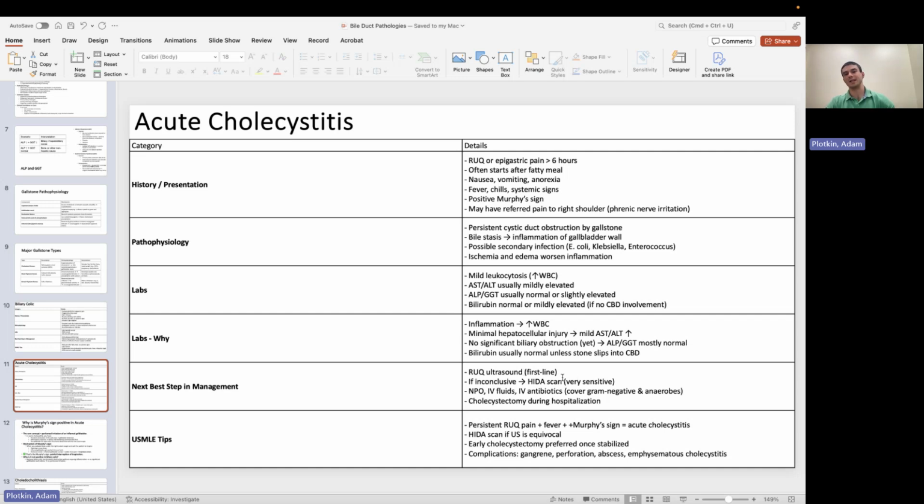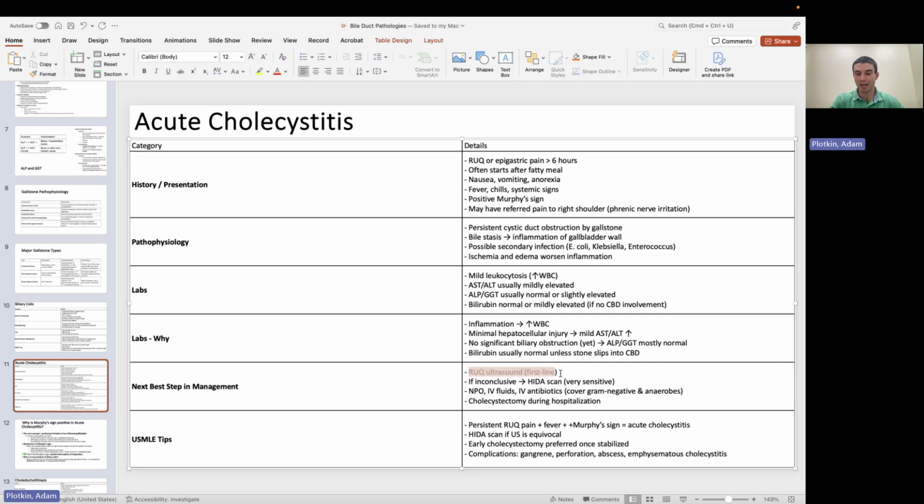So a HIDA scan is basically a nuclear medicine scan where we're injecting a dye that goes into the bile ducts, and it's really, really good at telling us whether the cystic duct is patent or not, right? So it shoots a dye, and then we can do a scan to see how that dye is moving through the bile ducts, and it's a really good test for seeing cystic duct patency. Okay, so again, first line, right upper quadrant ultrasound. Hopefully that shows us because it's quick and easy. If it doesn't, we can go to a HIDA scan.